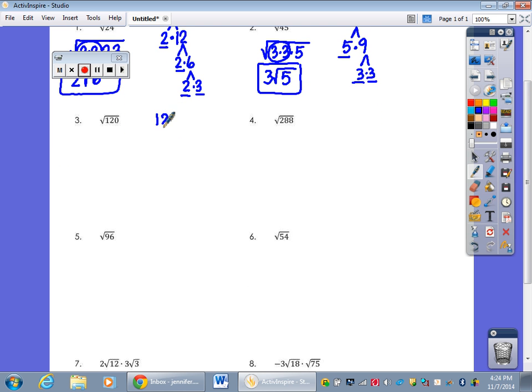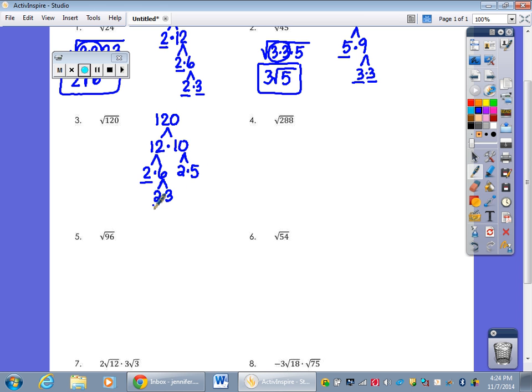Square root of 120. You can also do this by just thinking of two things that multiply to give you 120. So I'm going to do it this way as well. Instead of starting with the lowest number that goes into it, you can do 12 times 10, let's say. And then break each of these down. That would be 2 times 6. That would be 2 times 3. This would be 2 times 5.